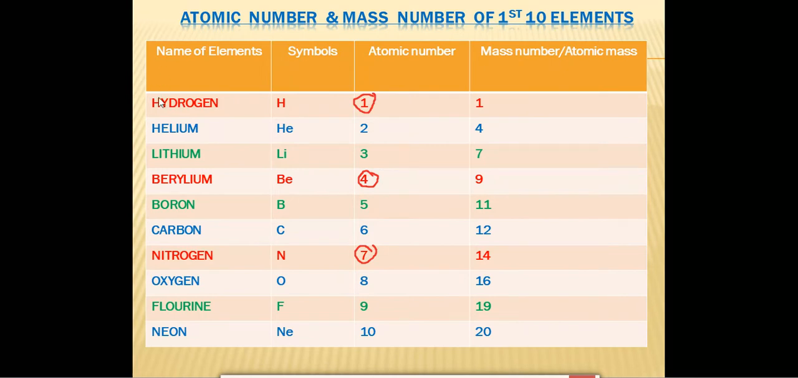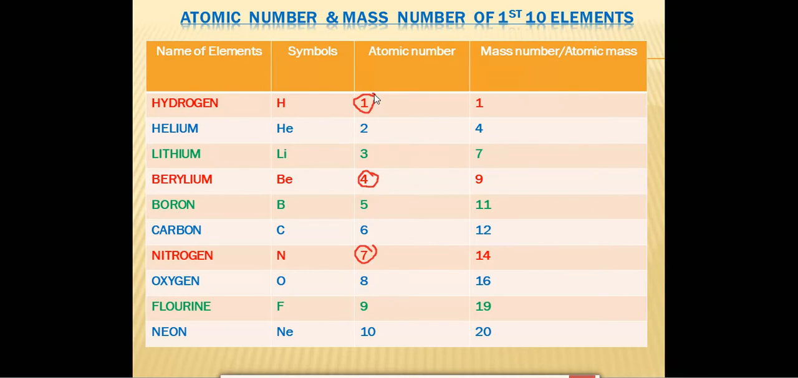First of all, we will start with hydrogen. The symbol of hydrogen is H and the atomic number is 1. Just now I have told you that atomic number is equal to the number of protons or the number of electrons. In a hydrogen atom, only one electron and one proton are present. A hydrogen atom does not carry any neutrons, so no neutrons are present.